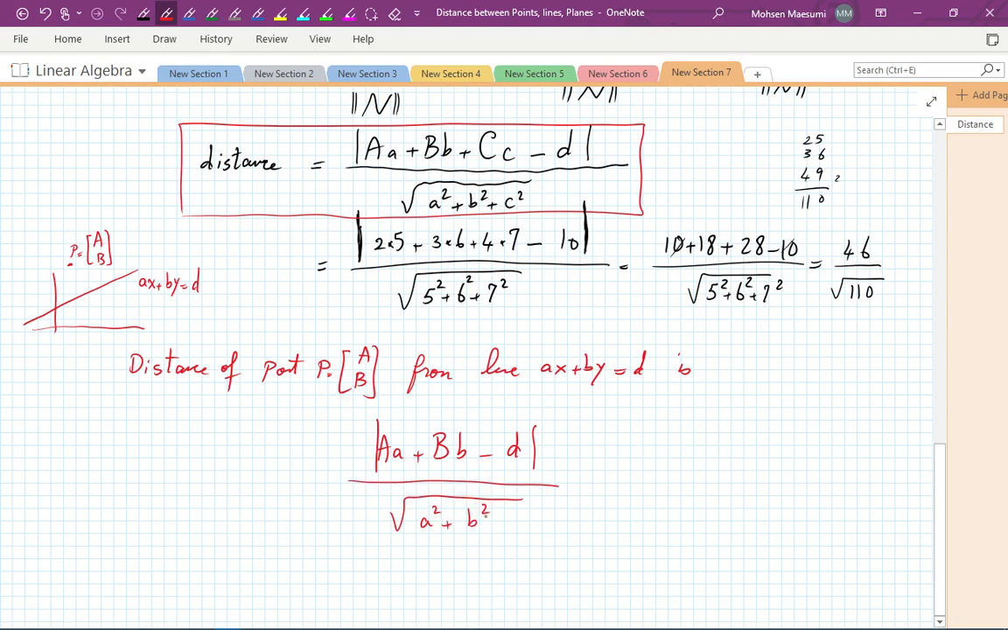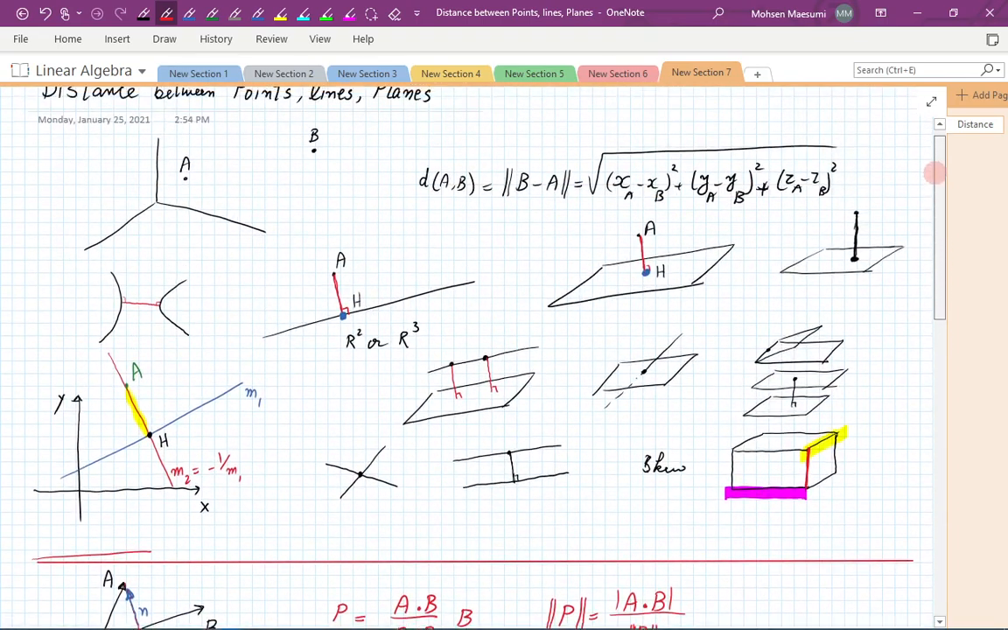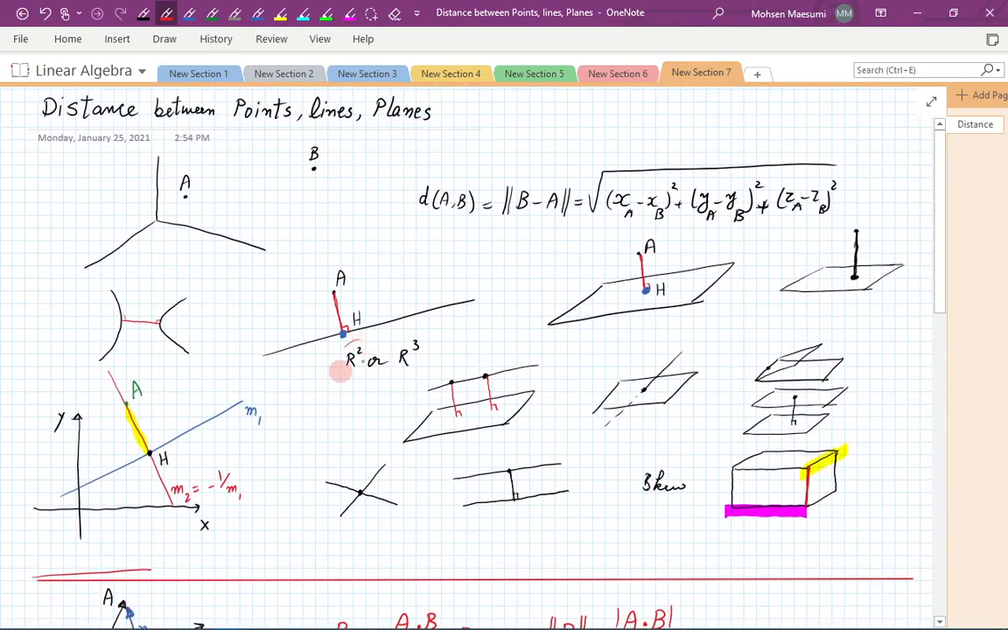Okay, so let's keep the videos short so that you do one item at a time. What we have done here, let's see, we have done the case of R2. In case of this one, we didn't find the point H, we found the distance. Okay, you want to do a few exercises related to that, and then we are going to continue the next lecture from where we left off here.